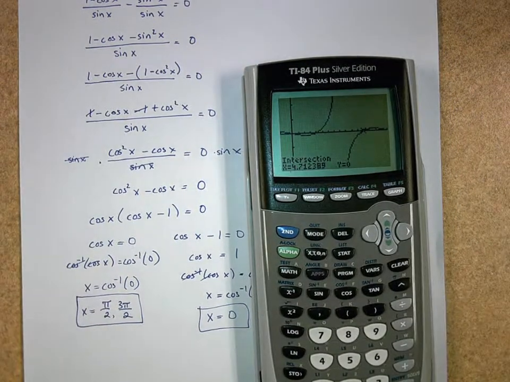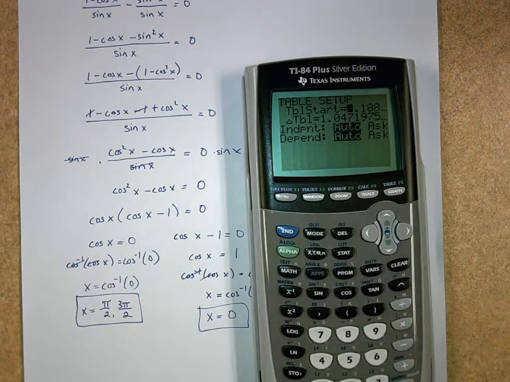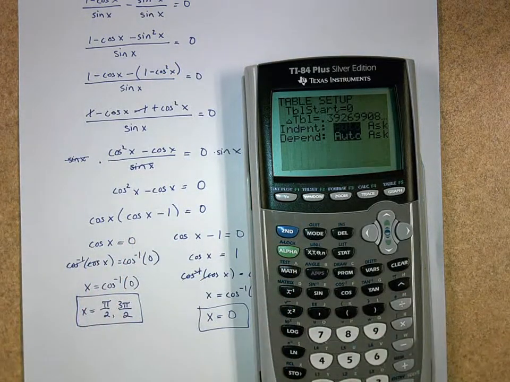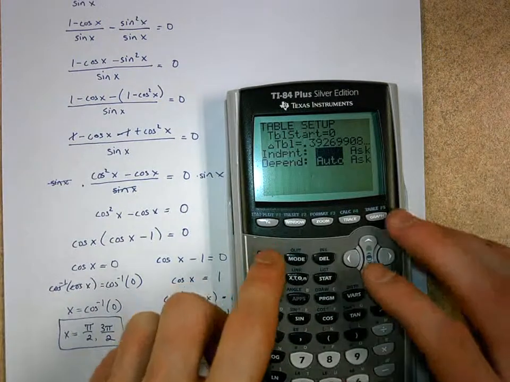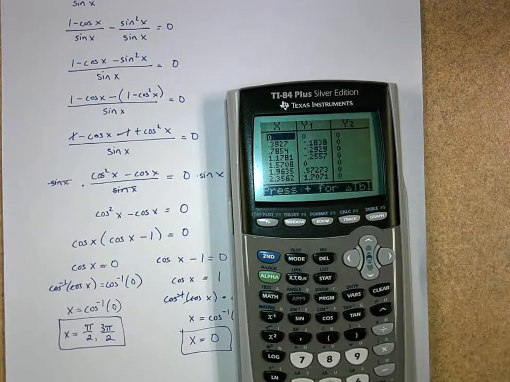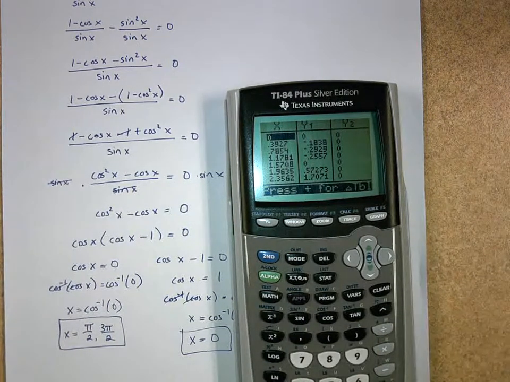What if I wanted to look at it numerically? Well, that's where I look at the table. So go to our second table, and we'll start our table at 0. My change in table, once again, let's just do pi divided by 8 to make sure I didn't mess up with anything. And hit second graph this time, and I'll see the table. And what I'm looking for is I want to find the y1 and the y2 where their values are equal. And then the x column would be my solutions.